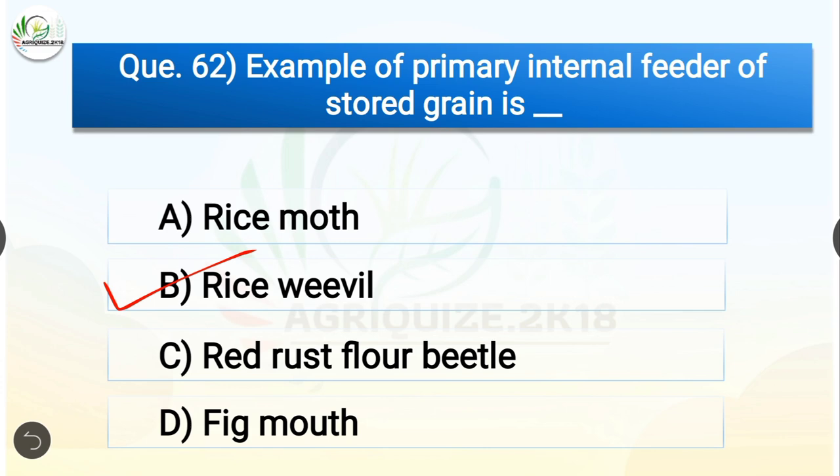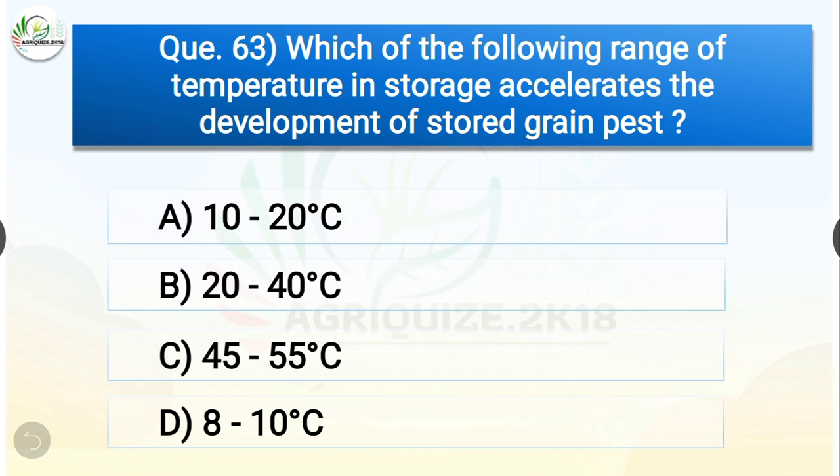Question number 63. Which of the following range of temperature in storage accelerates the development of stored grain pest? The options are 10 to 20 degrees Celsius, 20 to 40 degrees Celsius, 45 to 55 degrees Celsius or 8 to 10 degrees Celsius. The correct answer is option B, 20 to 40 degrees Celsius. So 20 to 40 degrees Celsius is the range of temperature in storage which accelerates the development of stored grain pest.